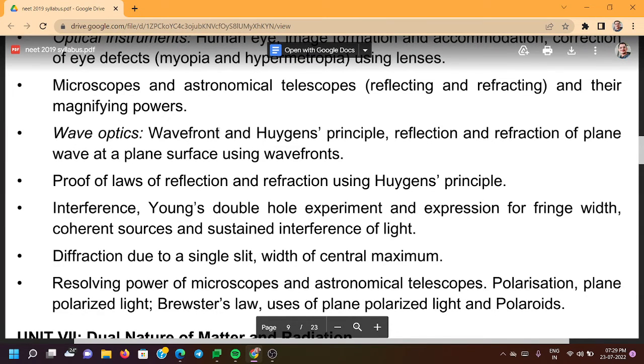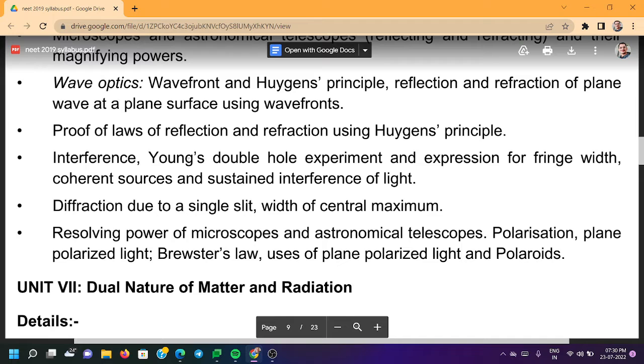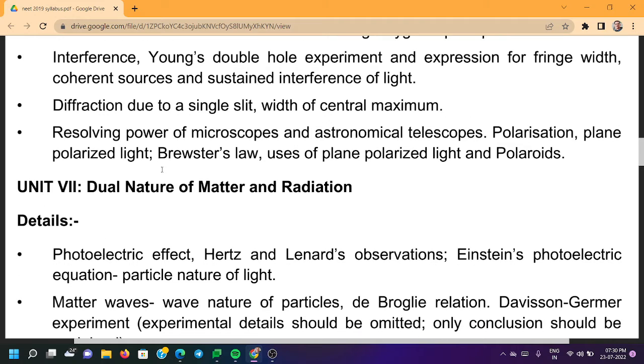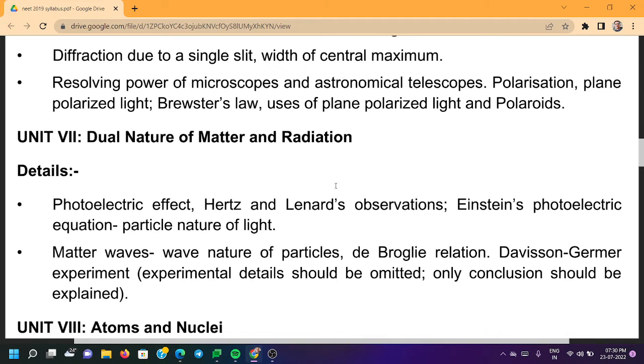Wave optics: wavefront and Huygens principle, reflection and refraction of a plane wave at a plane surface using wavefronts, proof of laws of reflection and refraction using Huygens principle, interference, Young's double hole experiment and expression for fringe width, coherent sources and sustained interference of light, diffraction due to a single slit, width of central maximum, resolving power of microscopes and astronomical telescopes, polarization, plane polarized light, Brewster's law, uses of plane polarized light and Polaroids.